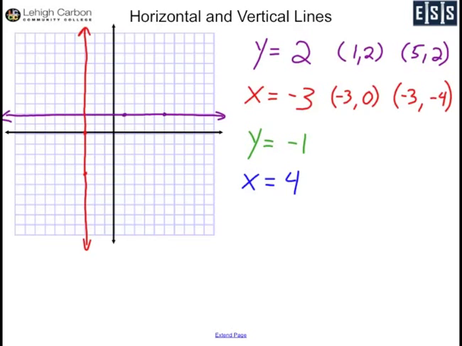You don't have to make up points to graph these equations. If I look at y equals negative 1, I go to negative 1 on my y-axis, and then just draw my horizontal line through the y-axis. Same goes for x equals 4. I go to 4 on my x-axis, and then draw my vertical line through that point.